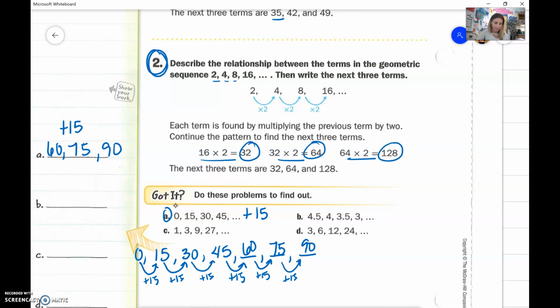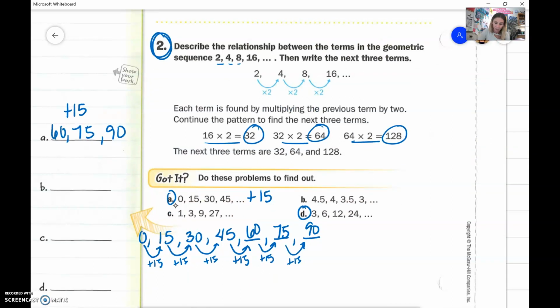Okay? So let's take a look at D. So here we go. When we are at D, you're going to see that we are doing 3, 6, 12, 24, and then we need to figure out the next three numbers. So taking a look, how do I get from 3 to 6? Well, I could add 3. Okay, so if I add 3, I'm going to see if that rule works. 6 plus 3 is 9. It is not 12. So I know that adding 3 does not work. So now let's rethink our logic.